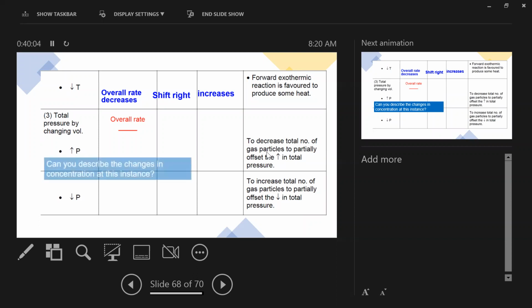Okay, so over here, changes at this point of time. When you increase the pressure, all concentration will increase. When you decrease the pressure, all concentration will decrease. When I talk about concentration here, I'm only referring to gaseous particles. So if there's an increase in pressure, there's an increase in concentration, therefore an increase in rate. And it's an overall rate now because all increase. So both backward and forward will increase.